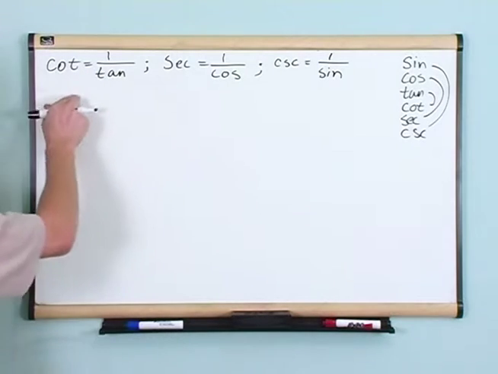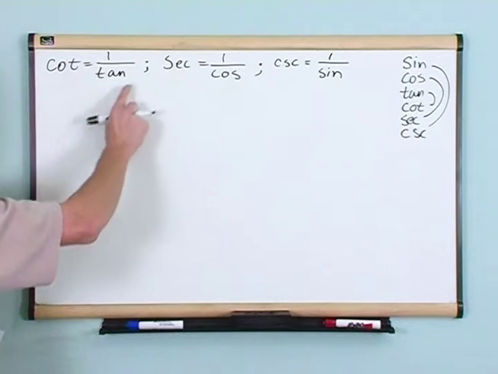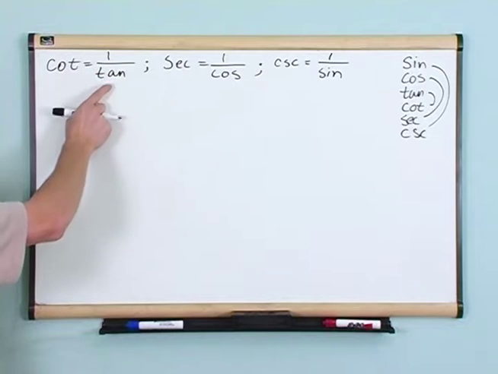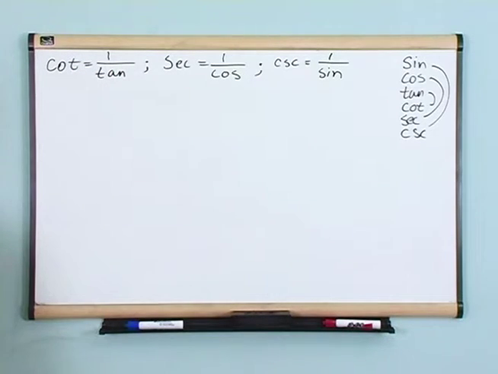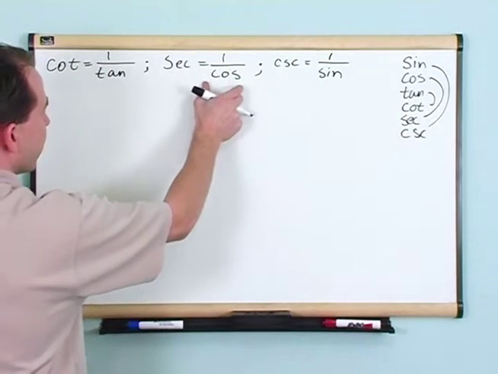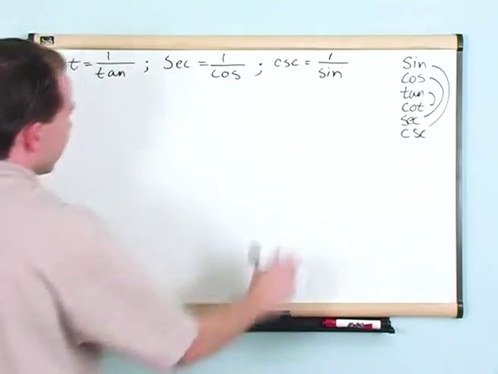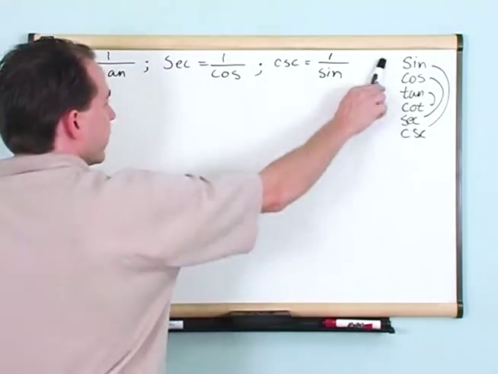What it's telling me is I can write a cotangent in terms of some expression of a tangent. It just so happens it's fairly simple. It's just 1 over tangent. Here I can write a secant in terms of a cosine and a cosecant in terms of a sine. I've given you this nice tool to help you remember these here.